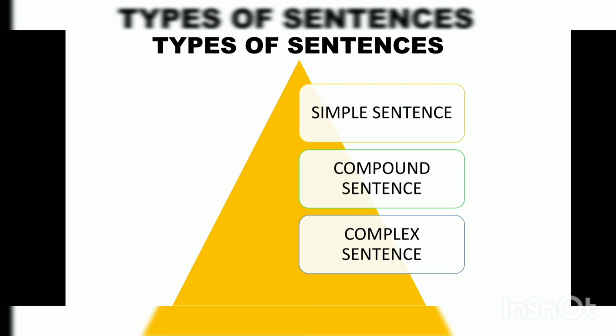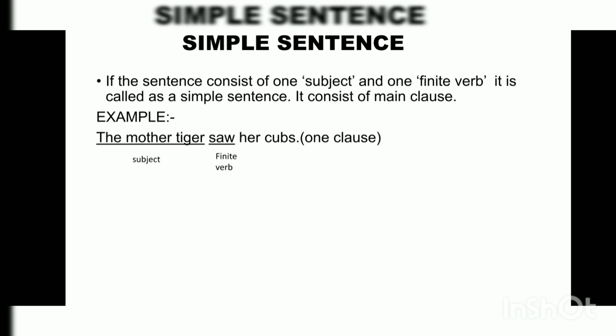Now let's study the types of sentences. We were doing the clauses, so I thought that it is a great idea to tell you the types of sentences along with it. So technically there are only three types of sentences, that is simple sentence, compound sentence and complex sentence. Let's start with the simple sentence.